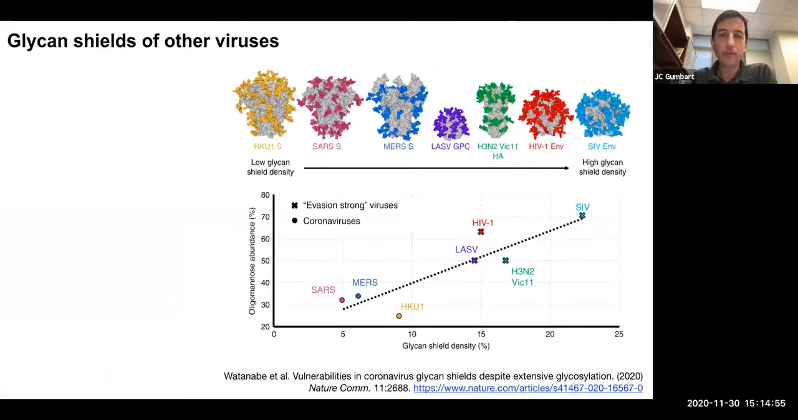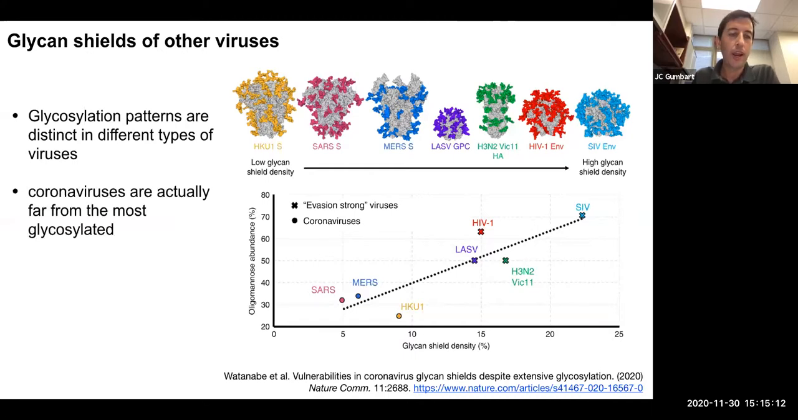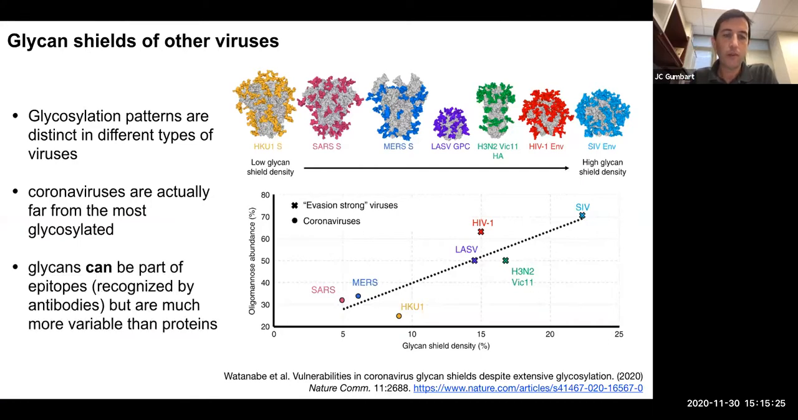Okay, so one thing to note: a lot of attention has been drawn recently to these glycans, but coronaviruses are not unique in this. Many viruses are glycosylated around the surface of their proteins. In fact, coronaviruses are not the most glycosylated. There are relatively fewer glycosylation sites than in many other viruses, like HIV, for example. Glycans can be part of what an antibody recognizes, the so-called epitope. But because they're so variable, they're not as good a site for an antibody to recognize, because the virus can more easily mutate away from it.